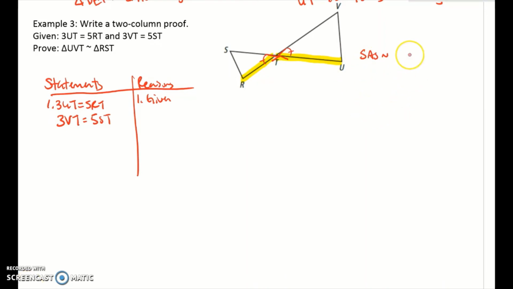In my notes here on the side, I'm just doing my brainstorm. I'd want to show that, for example, UT over RT would come up with some kind of ratio, right? And in my second given, I was given stuff about VT and ST, which I've highlighted in green. So I basically want to show that UT over RT is equal to that second ratio. And since I went large to small, I want to make sure I'm consistent. So I want to show that VT over ST is equal to UT over RT. How do I do that? I'm going to do some algebra.